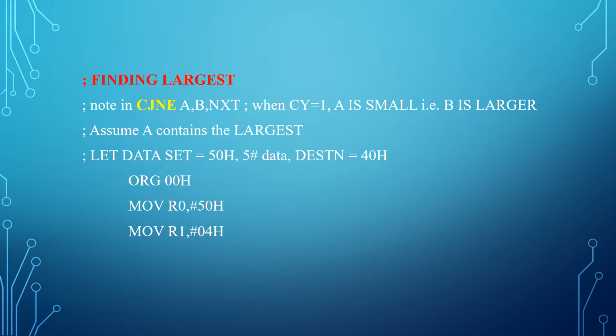And we have to note that for solving this program, we'll be using the CJNE instruction. The syntax of the CJNE instruction is given on the top, CJNE A, B, NXT. And here we have to note that after comparing two numbers, one in A and one in B, the carry flag will be set if A is smaller. So that understanding about CJNE is important.